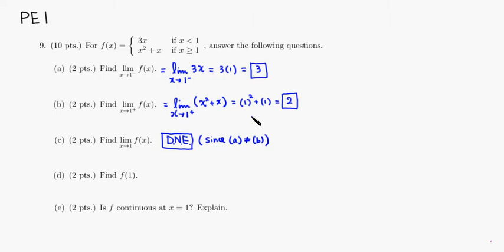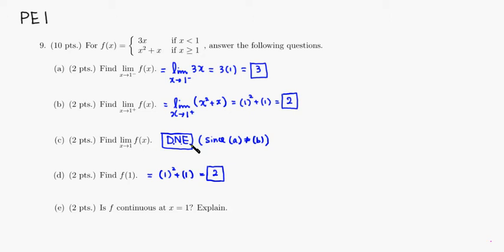Now, find f of 1. So 1 belongs to the bottom one because there's equality there. So we need to use the bottom formula. So f of 1 is 1 squared plus 1, which is equal to 2.